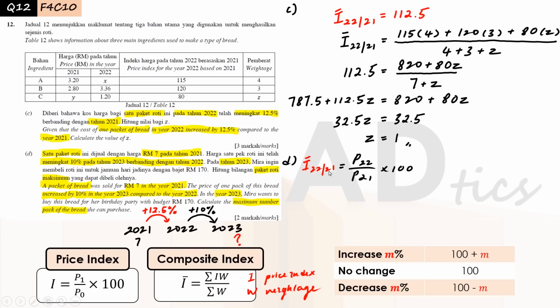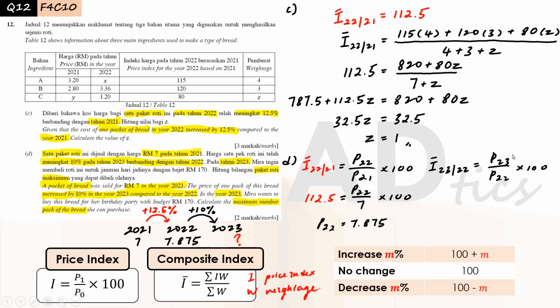So the value of this composite index will be 112.5, P21 will be 7, and we rearrange to find the price in 2022, which is 7.875. So now if we want to find the price in 2023, we are going to use the same thing just now, right? It's just the years changing from 22/21 to 23/22. Right? So the steps, everything is the same.